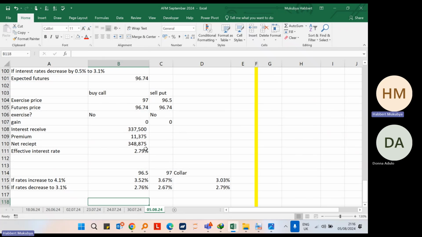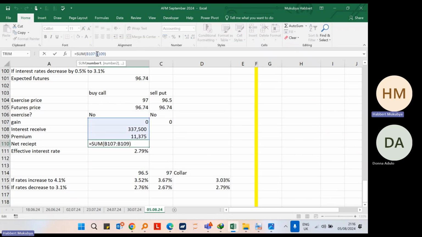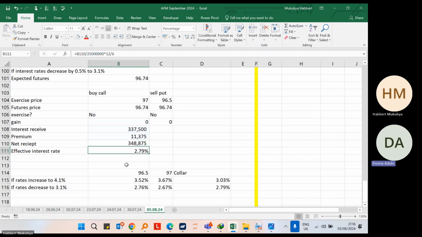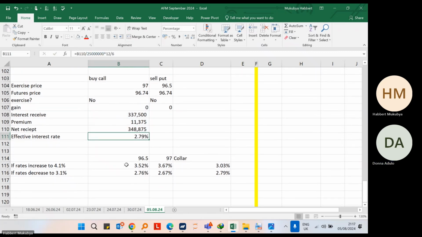Where did you get the 34,875? Oh, okay. So here I add the interest that is receivable and the premium which is receivable, the net premium. So we proceed.